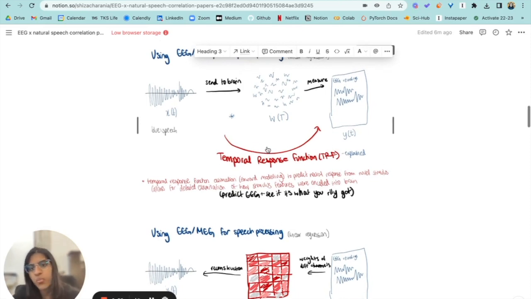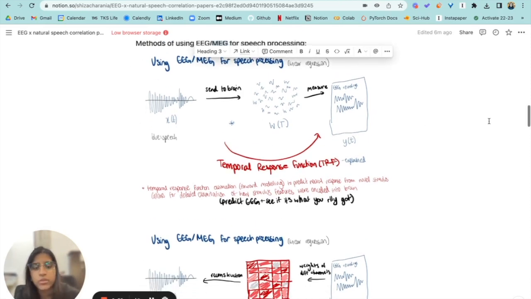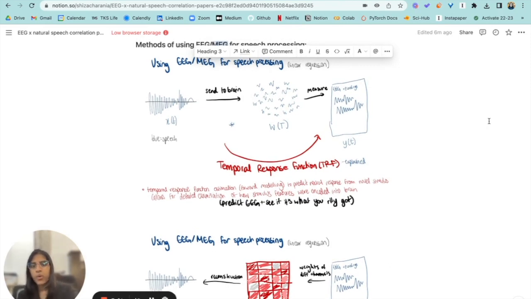There are two types of ways you can go about the speech processing and linear regression, to be specific. There's one thing called a temporal response function. The temporal response function is basically going from the speech that you have to the brain and measuring. So in a temporal response function, you're going forwards, right? You're predicting the neural response, the EEG recording, from the novel stimulus, which in this case is the speech. This allows for a detailed explanation of how this stimulus is encoded into the brain and then measured. So when you have speech, it sends it into the brain, and then your neurons just fire in random parts of the brain.